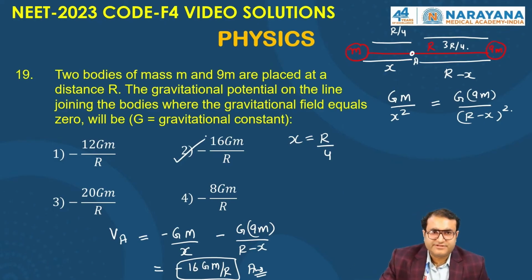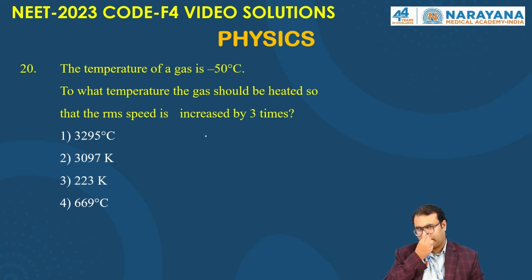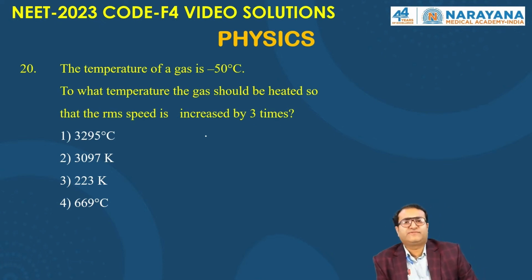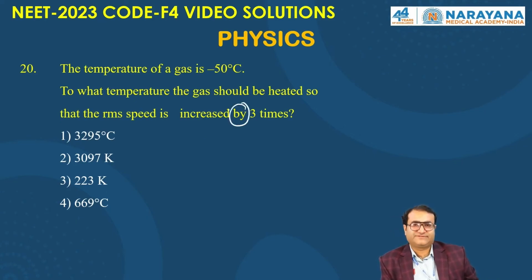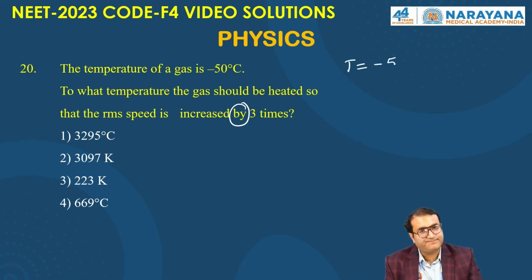Let us come to question number 20 now. To what temperature should the gas be heated so that RMS speed is increased by 3 times? Here the term 'by' is used, so it is increased to 4 times. Temperature first of all we have to convert to Kelvin, minus 50 plus 273. It will come out to be 223 Kelvin.